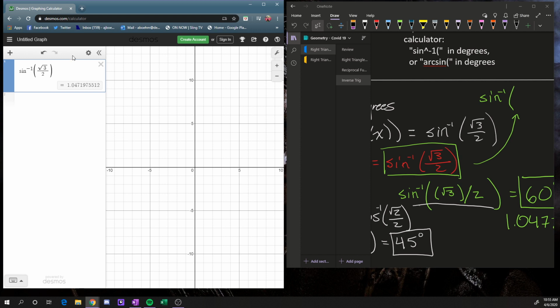All right. So when we type this in, and I typed it in exactly as I showed you on screen, we get this 1.0472. And I think there's a way to get this in degrees.